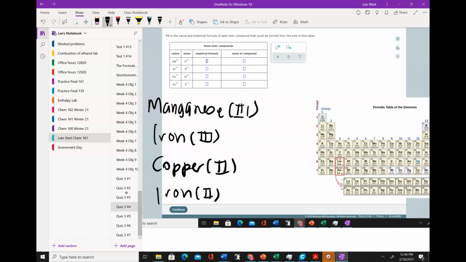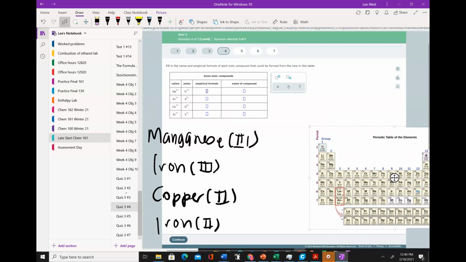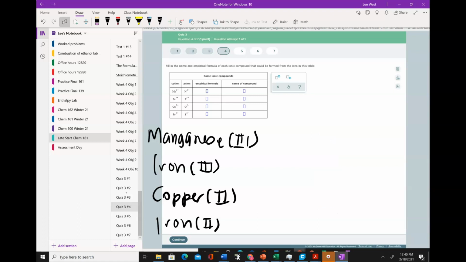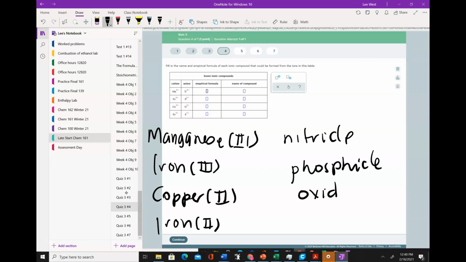Now, when it comes time to write the anion, these are all monatomic anions. So what we do is we write the stem name, and then we just put the ending IDE on the end. And if you need to, you can find a list of stem names for the non-metal elements. But it's just going to be like this. It's going to be nitride, phosphide, oxide, and sulfide. There we go.